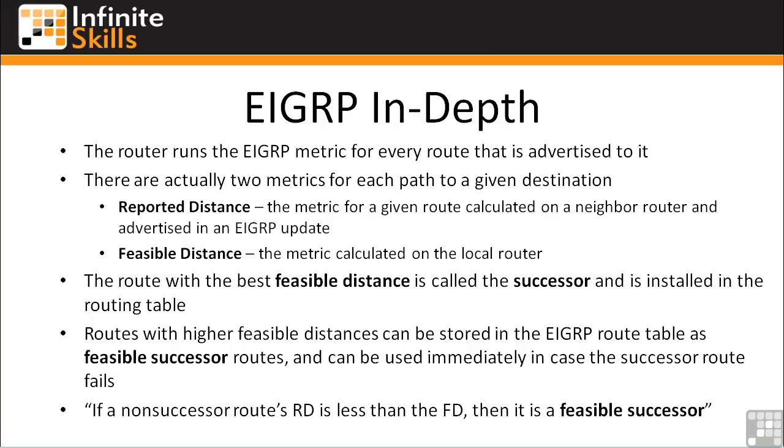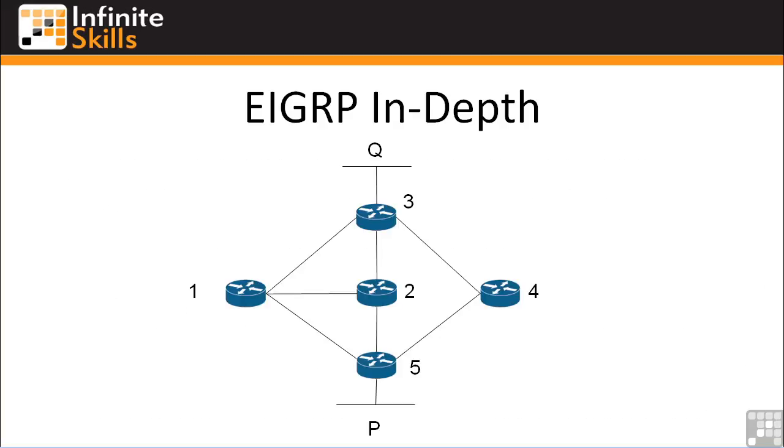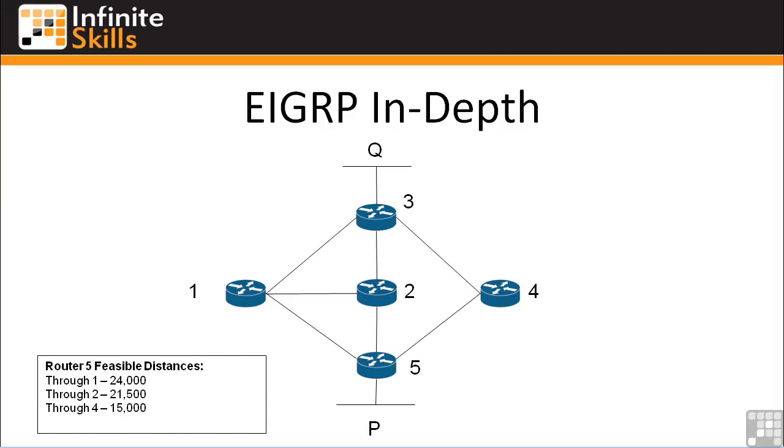And I know you're looking at this saying, I thought you said this was simpler than OSPF. Well, it really is. Let's go to the diagram and we'll see exactly why that's the case. So we have 2 subnets here, subnet P and subnet Q. We're going to look at this network from the perspective of router 5 and see if we can determine what router 5's routing table should look like.